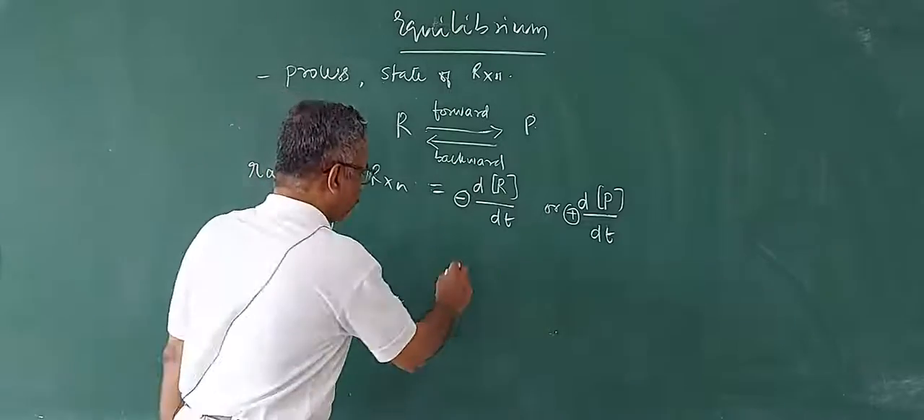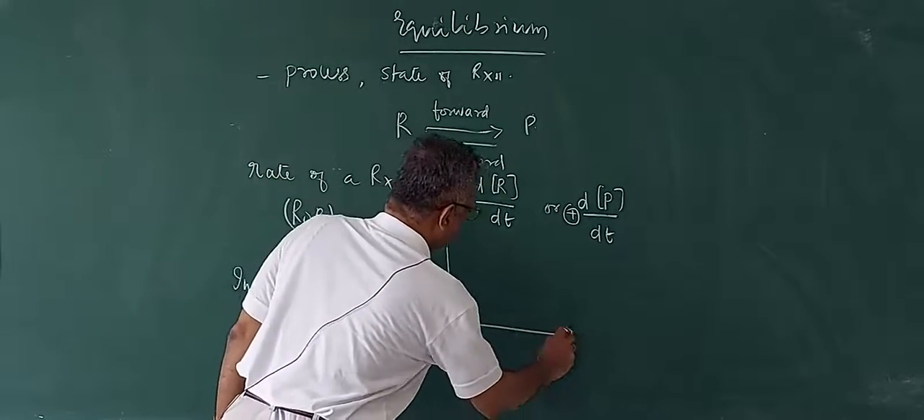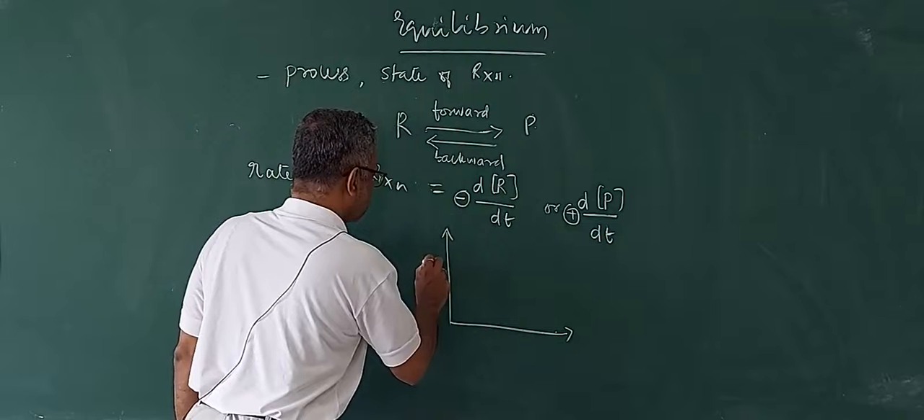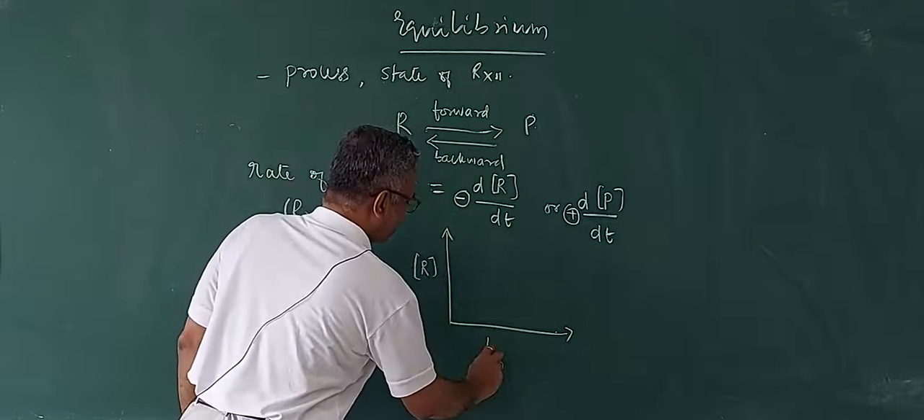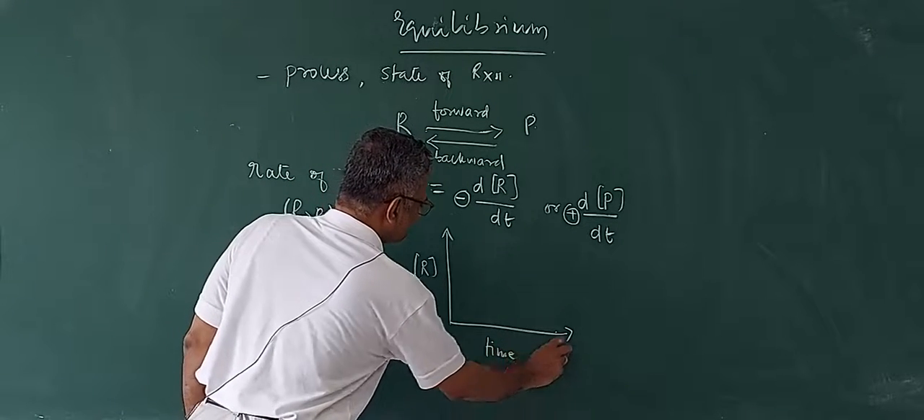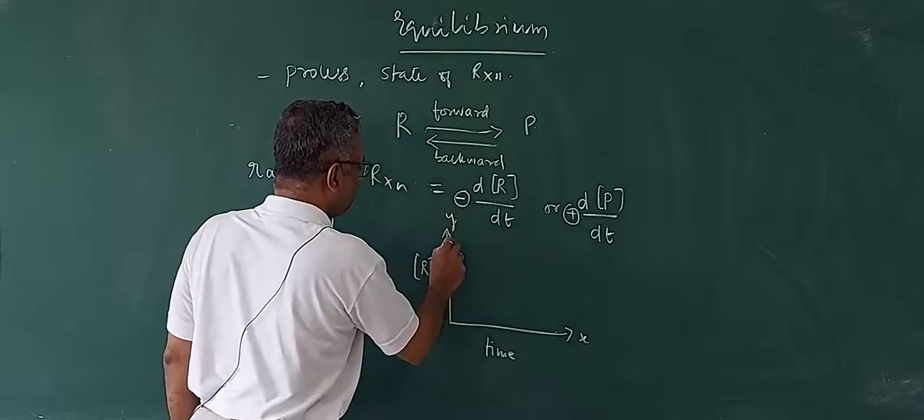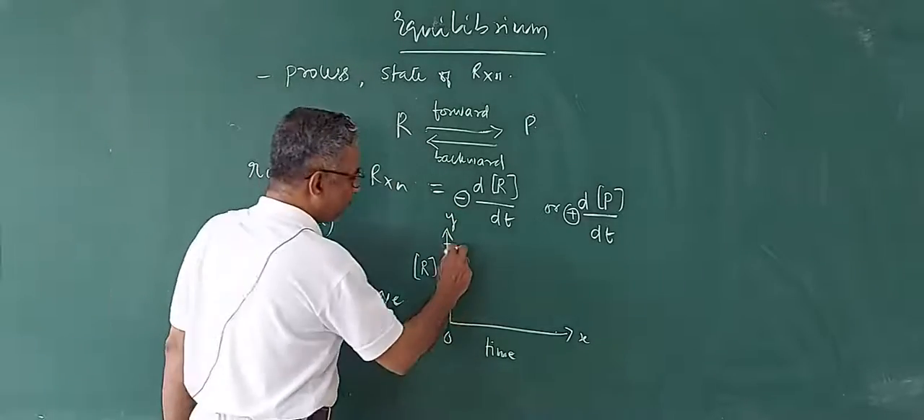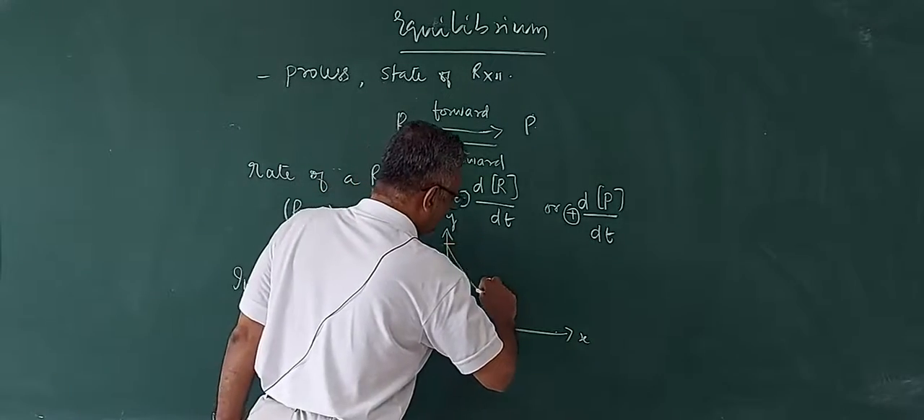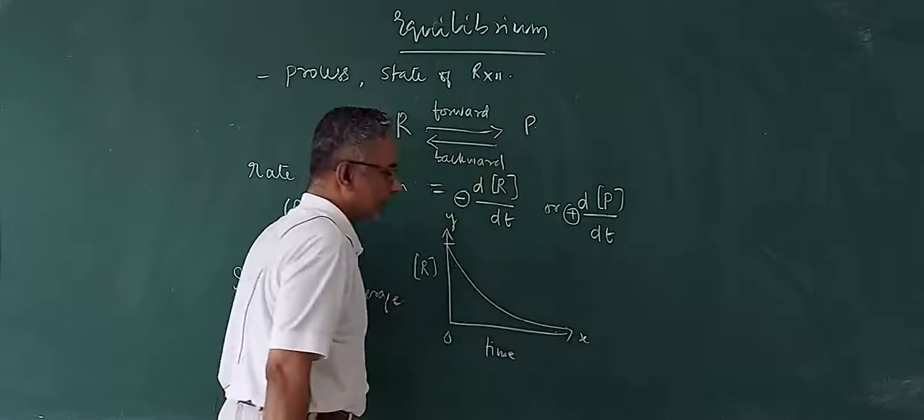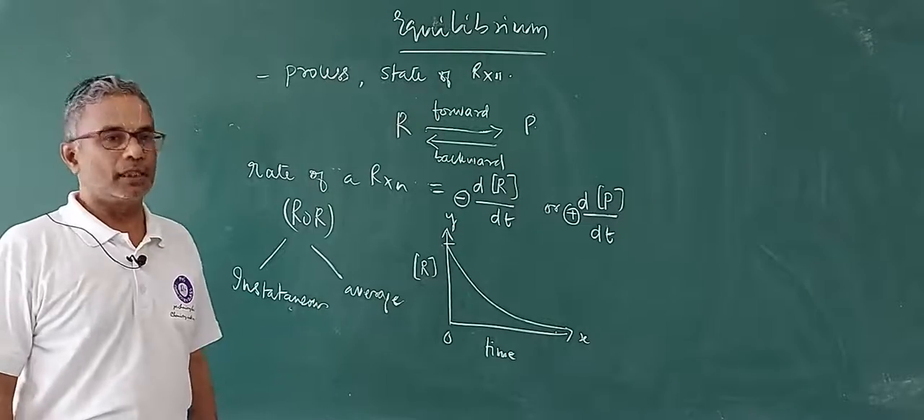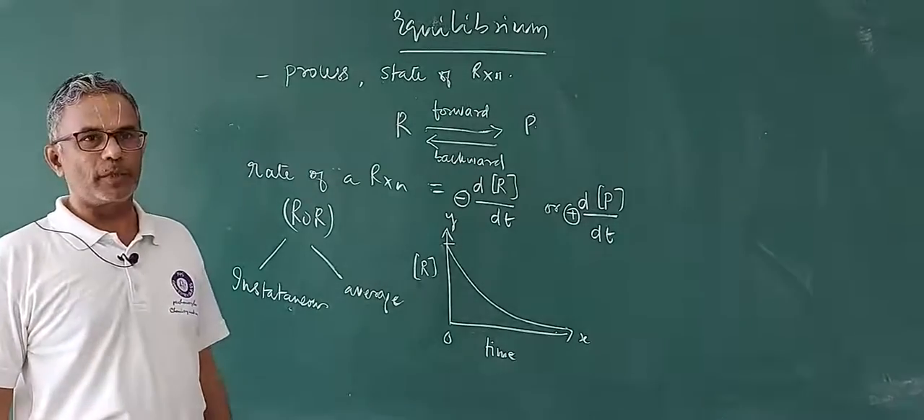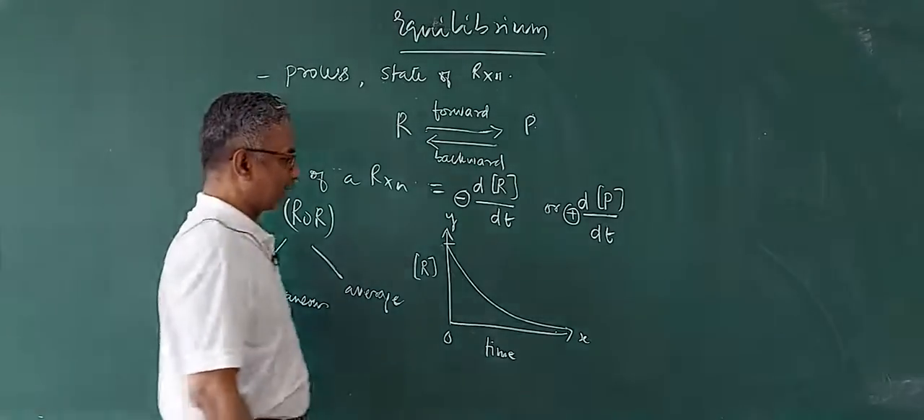Okay. So, when you draw a graph of the concentration of reactant with respect to time on the x-axis, at 0 time you will have the maximum concentration, and with time the concentration of the reactant decreases and almost touches the x-axis. It will never become 0, but it will be almost touching the x-axis.